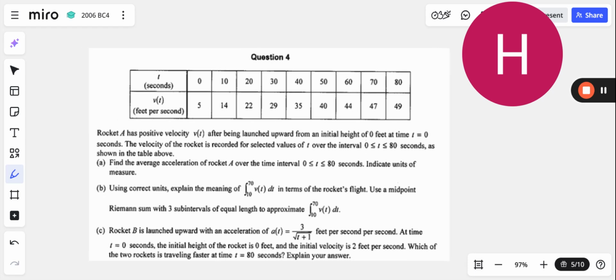Here we have a table. This is velocity in feet per second. And the rocket has positive velocity after it's been launched upwards. That makes sense. And it picks up speed over time. So you'll notice that this is picking up speed.